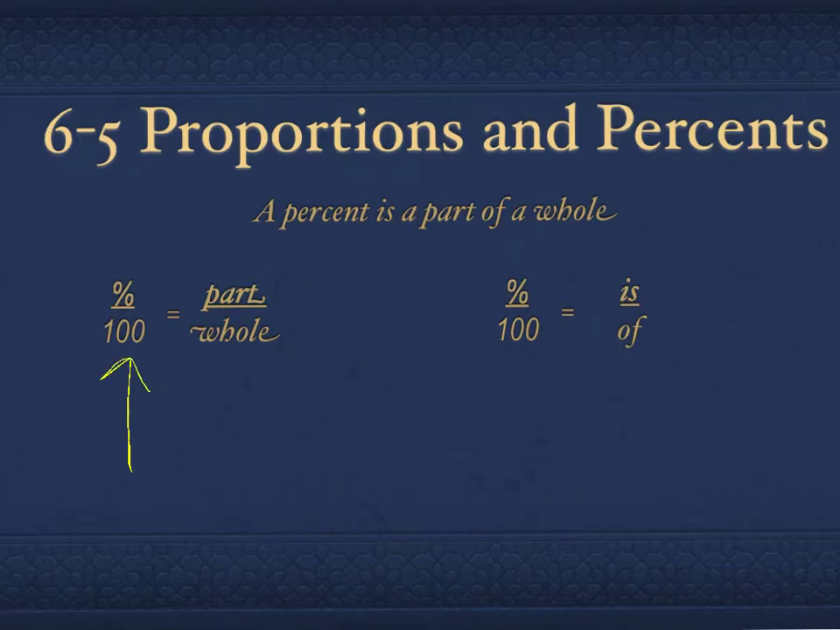left-hand side percent over 100, because as we've learned in our previous lessons, a percent is out of 100. So the percent out of 100 will equal a part over the whole, or another way to think about it is is over of. Please pause the movie and copy these notes onto your papers.